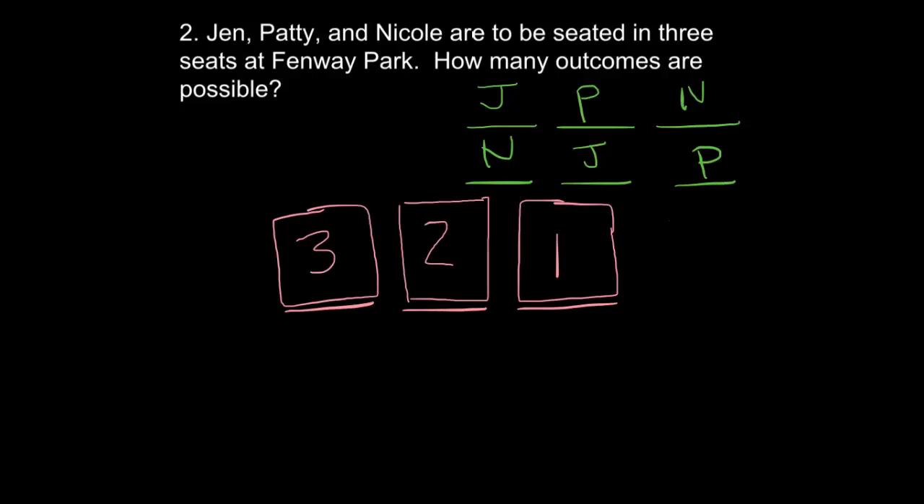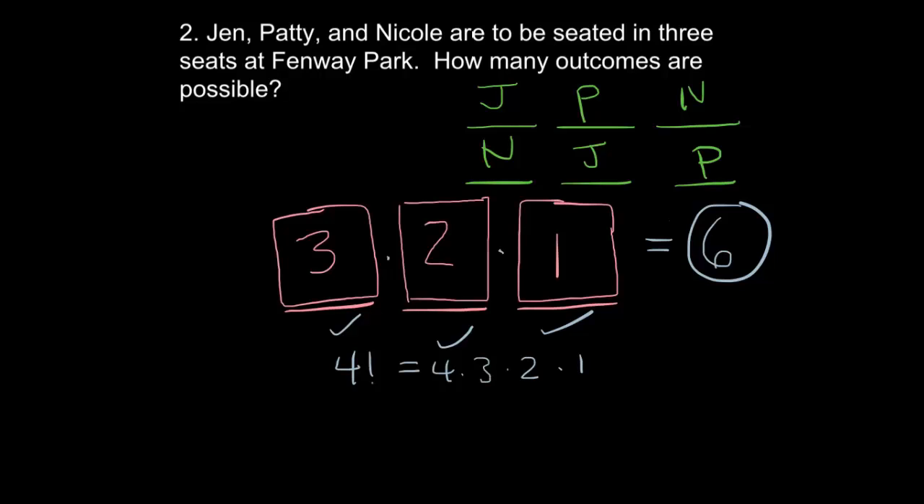So the number of ways to fill these 3 seats is the number of ways to fill the first seat times the number of ways to fill the second times the third. And you can see that's 3 times 2 times 1, which is 6. Now just a little note: when you're multiplying an integer times all the integers below it down to 1, that's called factorial. So for instance, 4 factorial is equal to 4 times 3 times 2 times 1. 5 factorial is equal to 5 times 4 times 3 times 2 times 1, etc.